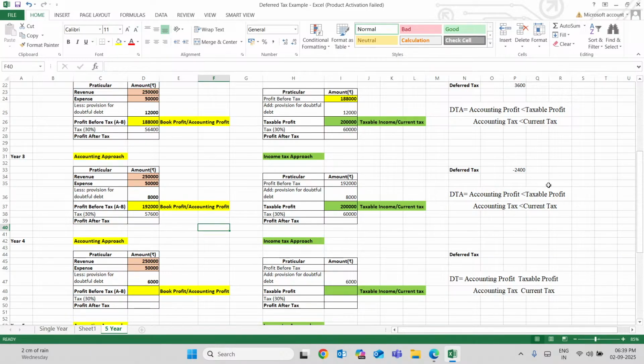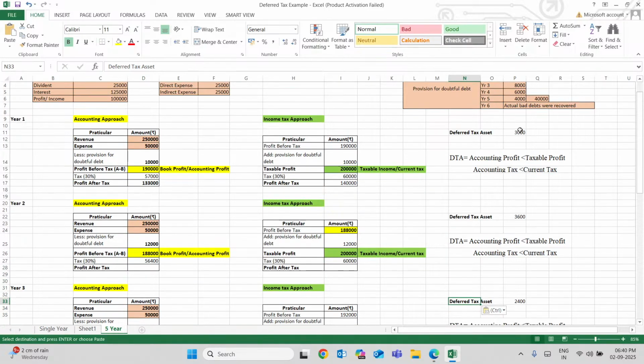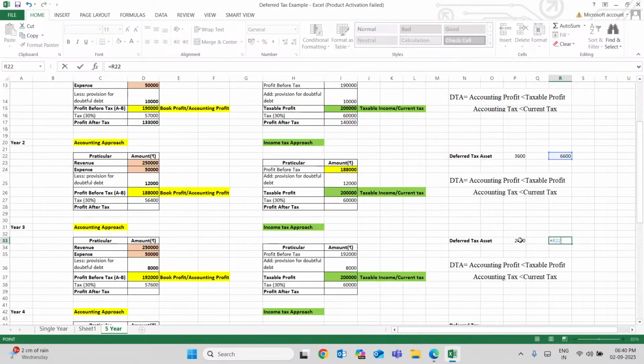So here the deferred tax asset, this is a deferred tax asset. Actually it will all be added, as this is the 3,000, then what will be the total? So here it will be 3,000 plus 3,600. That will put us at 6,600. Then we will add on to 6,600 the 2,400. So the total DTA till here is 9,000, right?